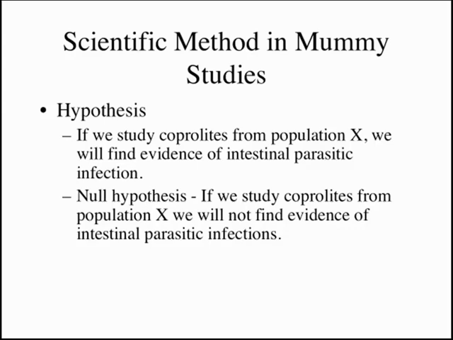So the null hypothesis is, if we study coprolites from population X, we will not find evidence of intestinal parasitic infection. In other words, there's not a relationship between parasitic infections and our population, when we're speculating that there may be. But we have to study it if there isn't in order to discover it.